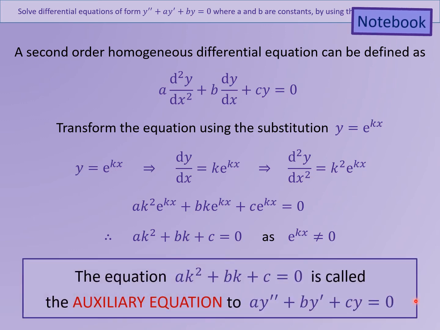That equation is really, really important, and it's so important it has its own name. It's called the auxiliary equation. So the equation aK squared plus bK plus c equals 0 is called the auxiliary equation of a second order differential equation.